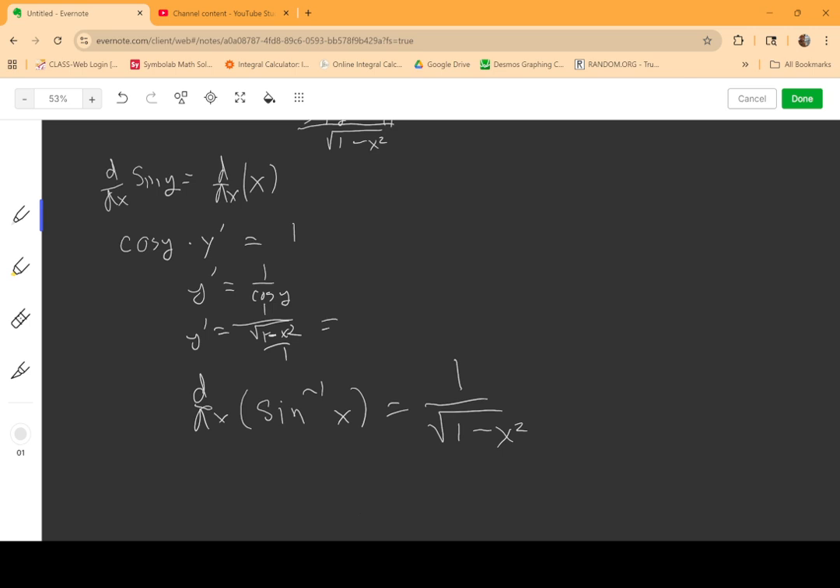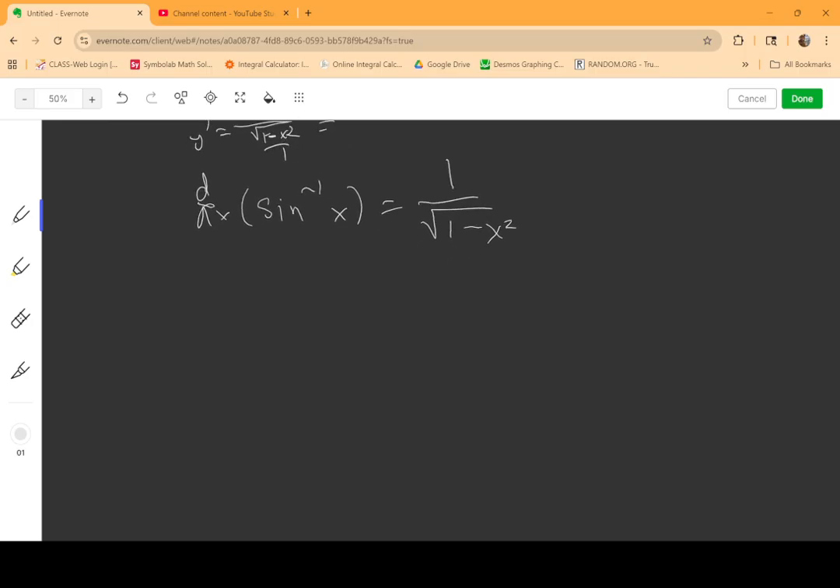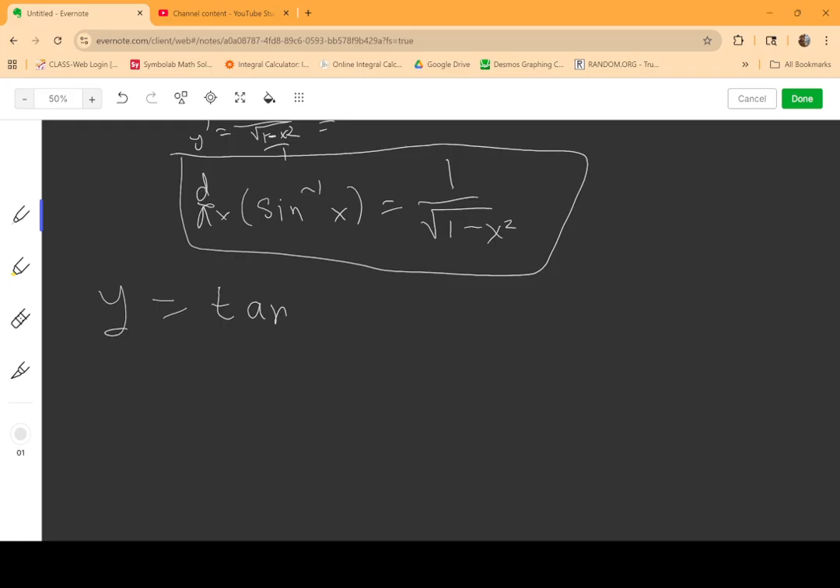Okay, so now let's take a look at one more of these trig functions. How about the tangent inverse? So before moving on, this is our desired result here, so we'll just have that in our notes. And now let's say that I wanted to find the derivative of the tangent inverse of x.